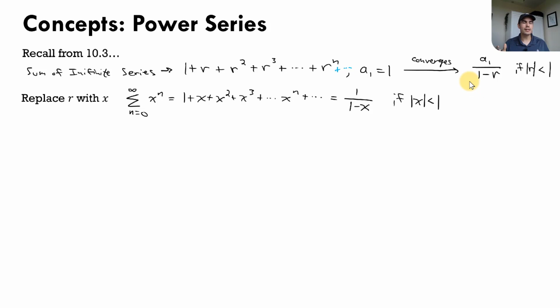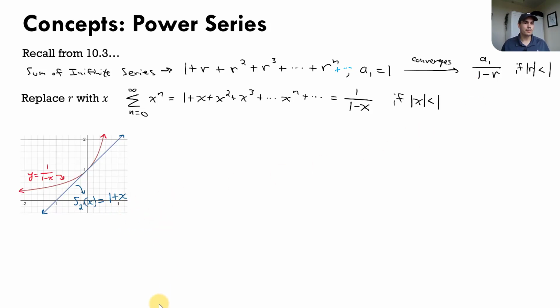Now, let's take a look at this graphically, how these pair up. If I graph the equation y equals 1 over 1 minus x, that's what I have here in red. And I'm also going to graph our second sum here. The second sum is just these first two terms, so 1 plus x. So this is just the second partial sum of this series, represented as a function. See how we are converging at just one point, right?